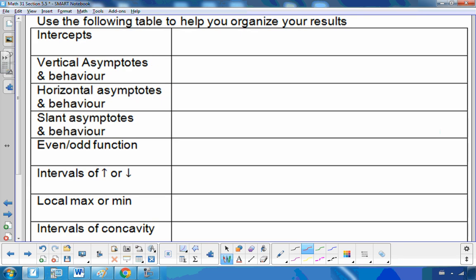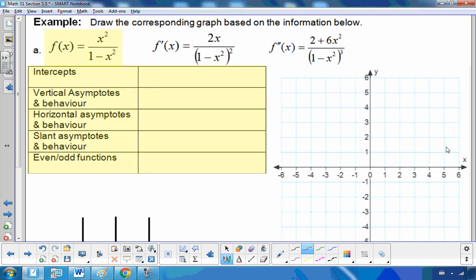So for each of these questions, I'm going to use this table to help me organize my results. I'll go through doing function first, first derivative, and then second derivative, putting it all together on a graph. So we're going to do 3 examples in part 1. So let's look at our first example.